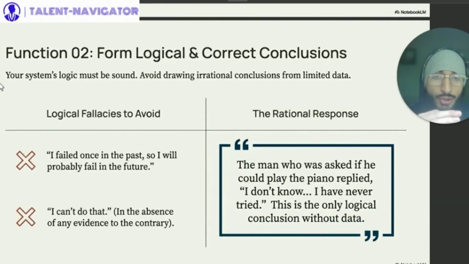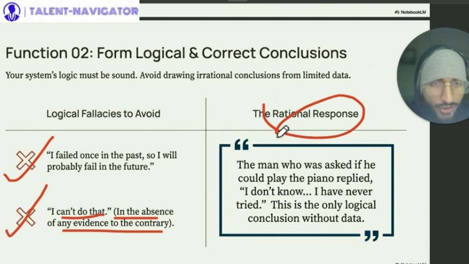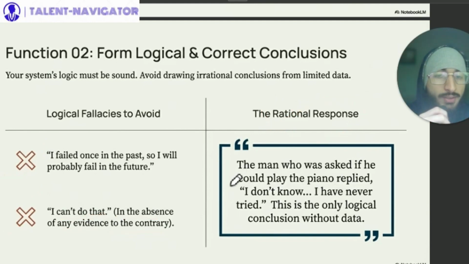Then, function 2 is form logical and correct conclusions. So, your system's logic must be sound. Avoid drawing irrational conclusions from limited data. So, logical fallacies to avoid. I failed once in the past, so I will probably fail in the future. Right? That's one fallacy. Then another fallacy is I cannot do that, in the absence of any evidence to the contrary. The rational response, however, is the man who was asked if he could play the piano replied, I don't know, I have never tried. This is the only logical conclusion without data.